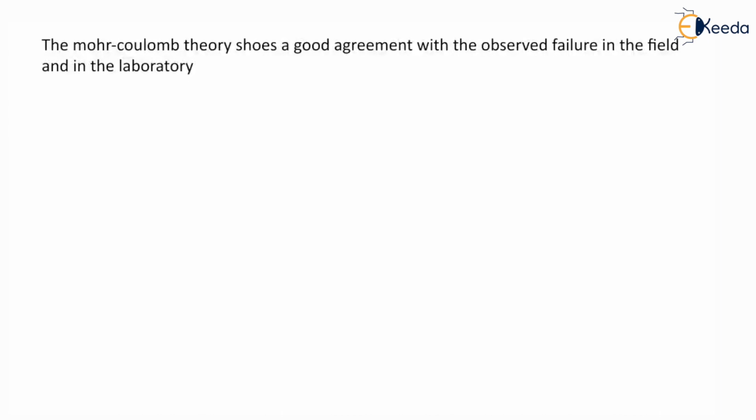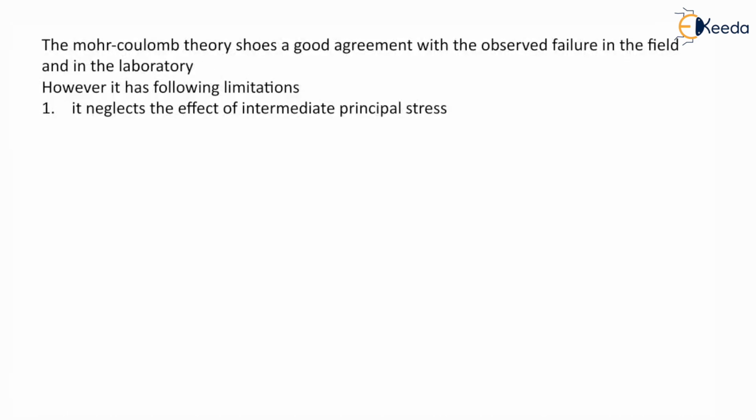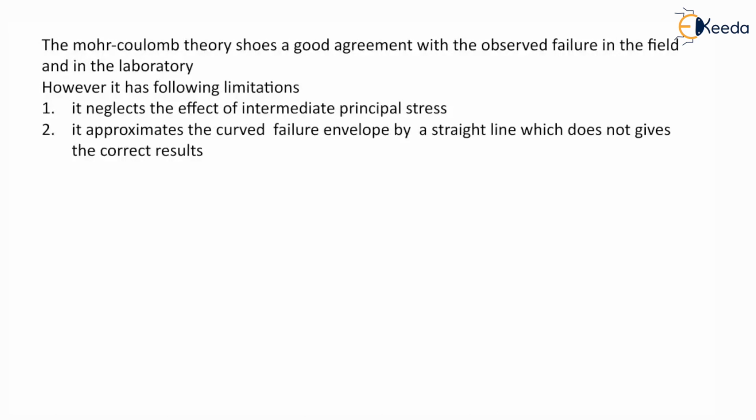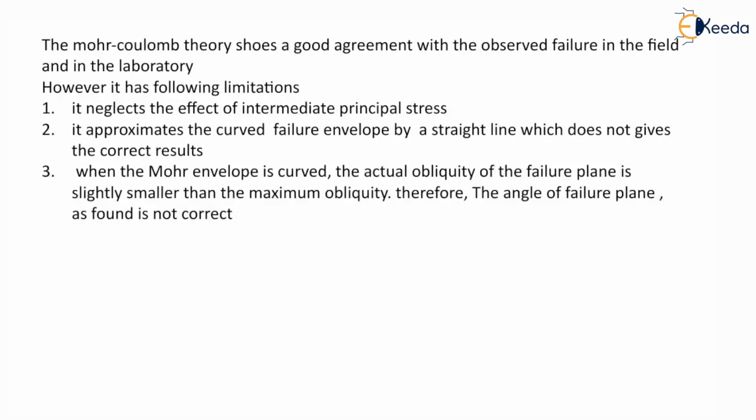The Mohr Coulomb theory shows a good agreement with the observed failure in the field and in the laboratory. However, it has the following limitations. First, it neglects the effect of intermediate principal stress. Second drawback is it approximates the curved failure envelope by a straight line, which does not give the correct results. When the Mohr envelope is curved, the actual obliquity of the failure plane is slightly smaller than the maximum obliquity. Therefore, the angle of failure plane as found is not correct.